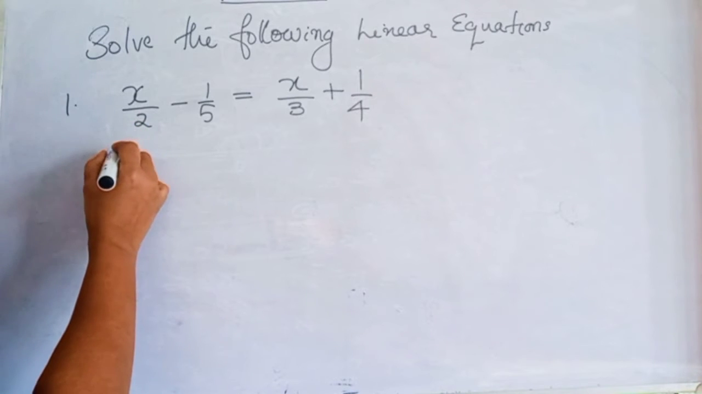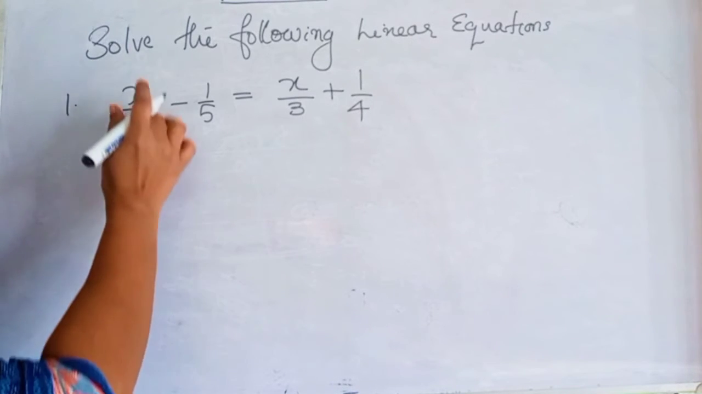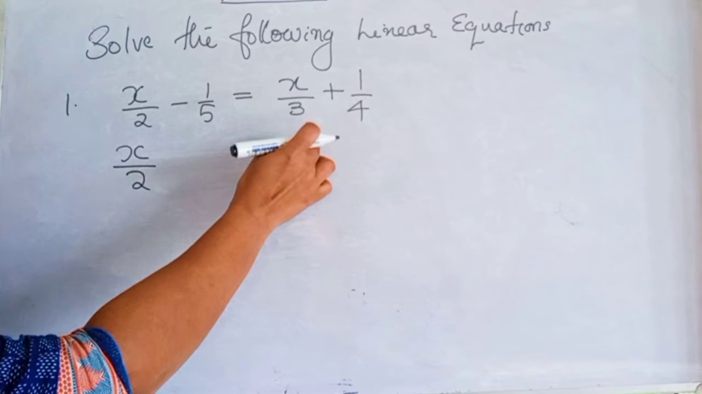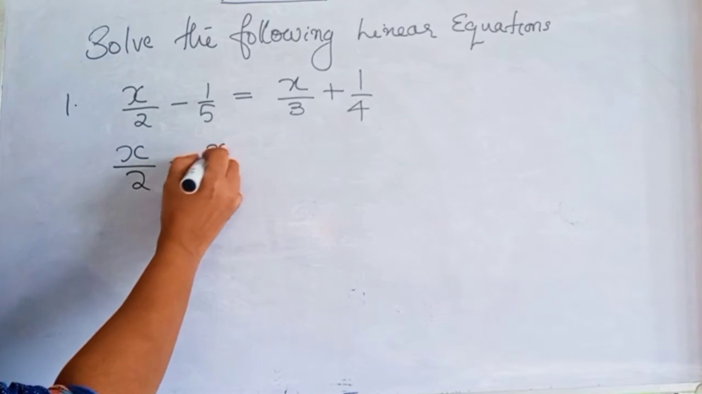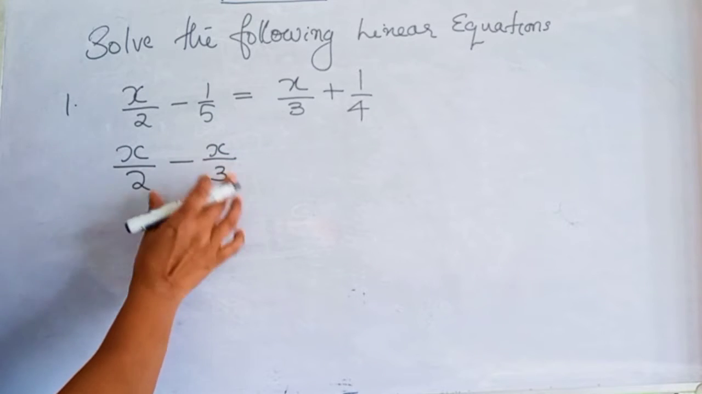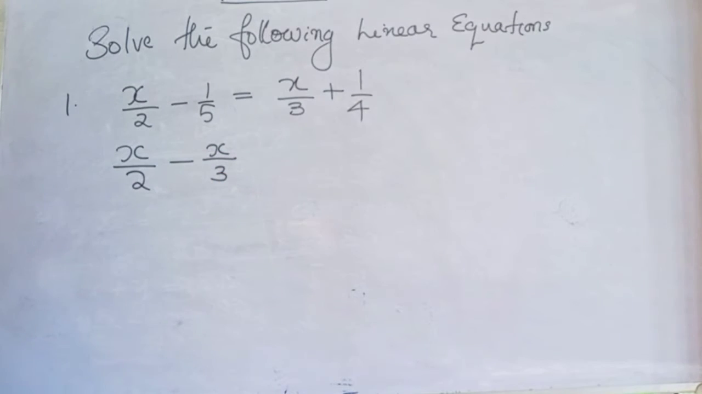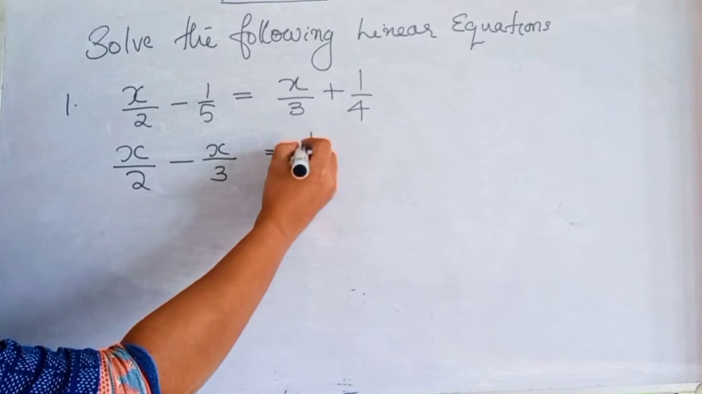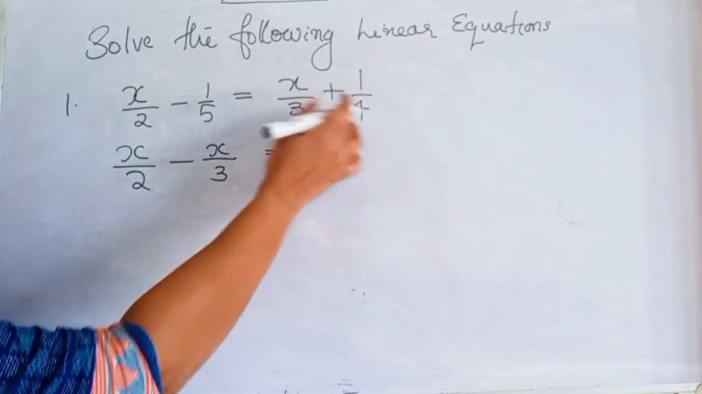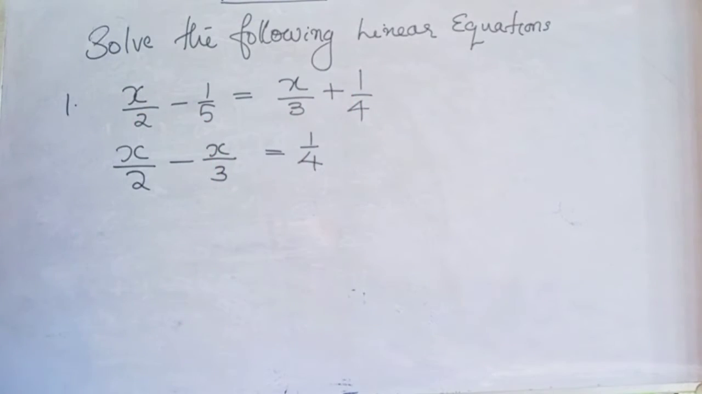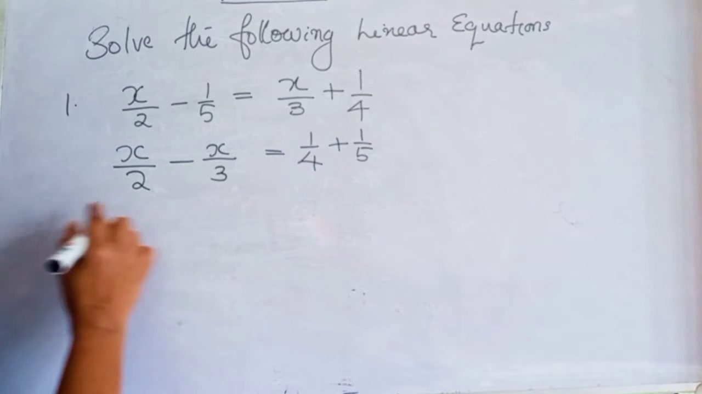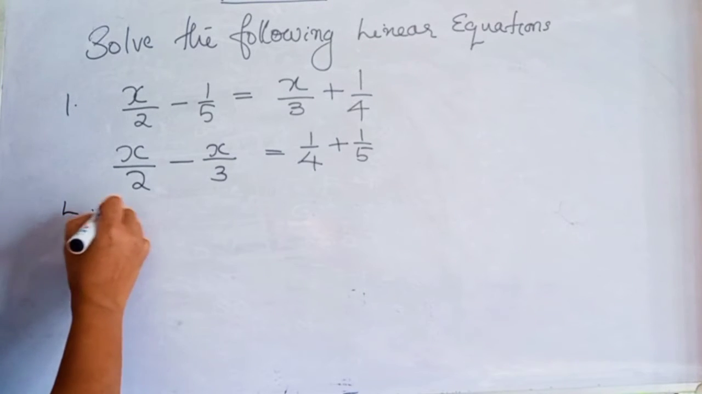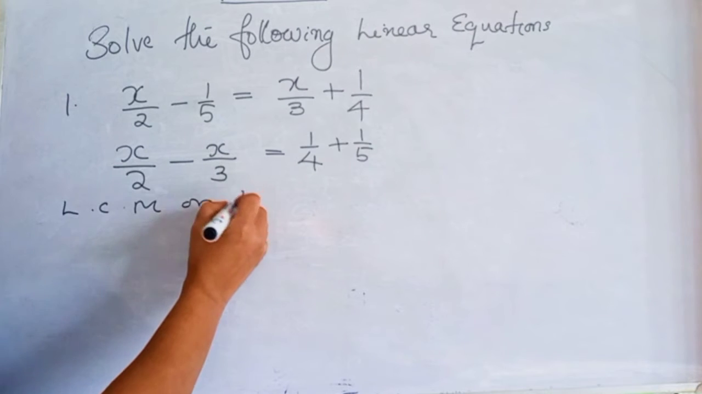So here, x by 2 we can keep it here and take x by 3 from RHS to LHS, it will become negative, or it is subtraction here. And first you need to keep RHS 1 by 4 and take minus 1 by 5 to the other side. So it becomes plus 1 by 5. Now take LCM on both sides.